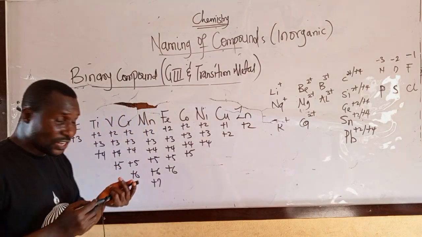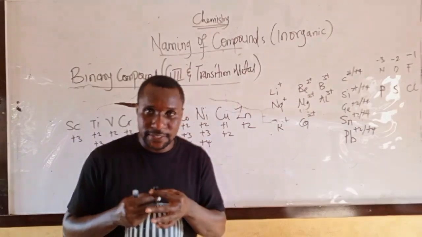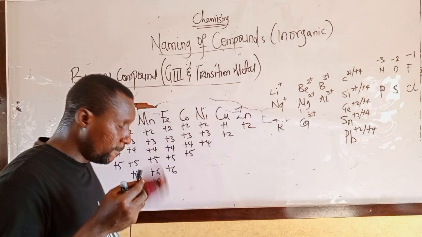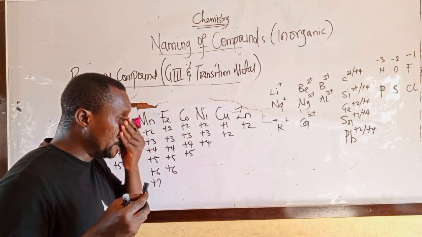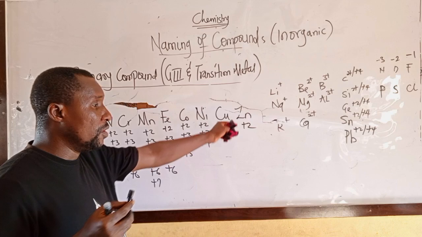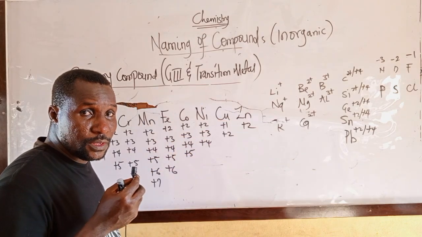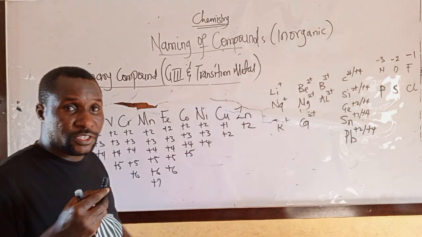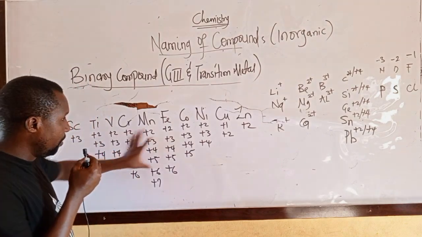Take note. What is a transition metal? One of the characteristics of transition metals is that they have variable oxidation state, variable oxidation number. Apart from what? Zinc and scandium. The others have variable oxidation state. Can you see variable oxidation state?